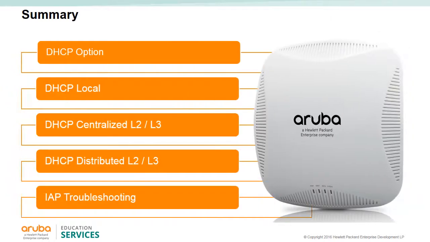In this module, we looked at the DHCP options. We looked at DHCP Local. We looked at DHCP Centralized L2 and L3, where the DHCP server is found in the corporate network. We looked at DHCP Distributed L2 and L3, where the DHCP server is found on the IAP VC. And we did some IAP troubleshooting.